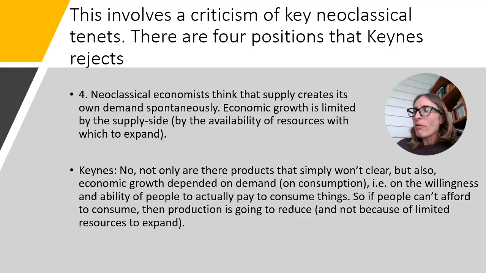Now, if we recall classical political economy in week 1 of our class, David Ricardo thought that land was limited and that production would be limited by the supply of land. Now, Keynes would disagree with that. He thinks not only are there products that simply won't clear, but also people might want to invest rather than spend. They might save and have deposits rather than spend. And this will prevent production. It'll prevent goods from being cleared in a market.